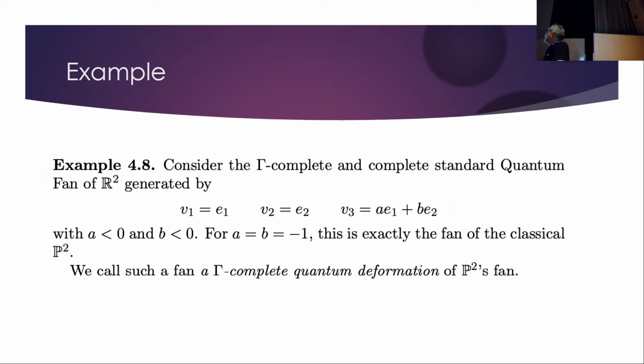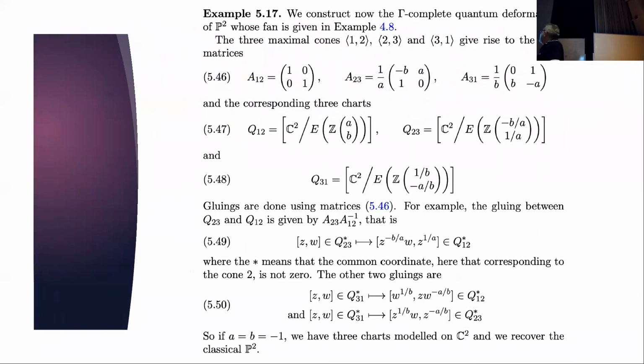In any case, now think of this fan, which lives in R2. E1 is E1, E2 is E2, but E3 moves freely and has 2 degrees of freedom. When A and B are -1, this is a classical fan for P2. But now as we move A and B, we get all these quantum deformations of P2. And we get these 3 maximal cones, and these three quantum toric charts.